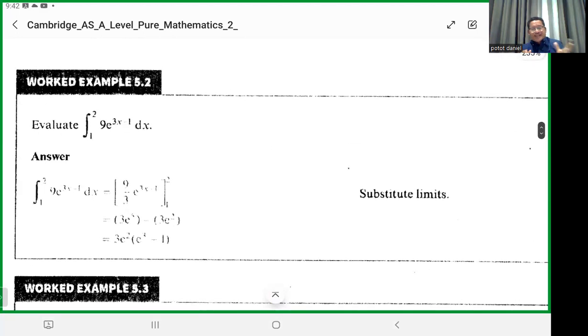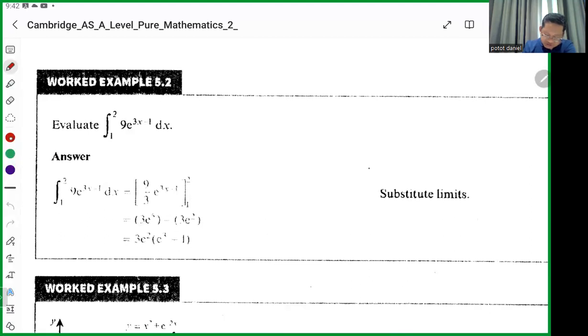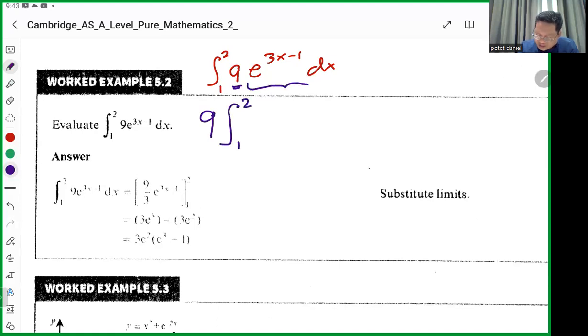Let's try now to look at the definite integral. A while ago, you had the indefinite integral. This time, we will have a definite integral. In here, what we're going to have, I'll just use red, is the integral of 9e to the 3x minus 1 dx from 1 to 2. Again, first we ignore the limits of the definite integral. This 9, we can just put outside, and then we take the integral of this.